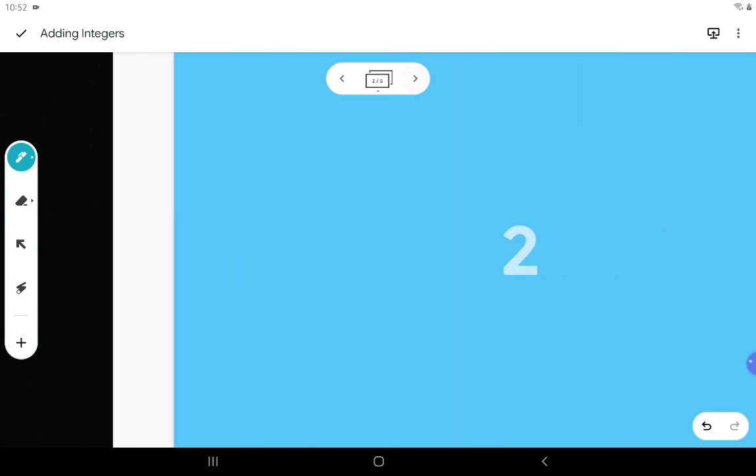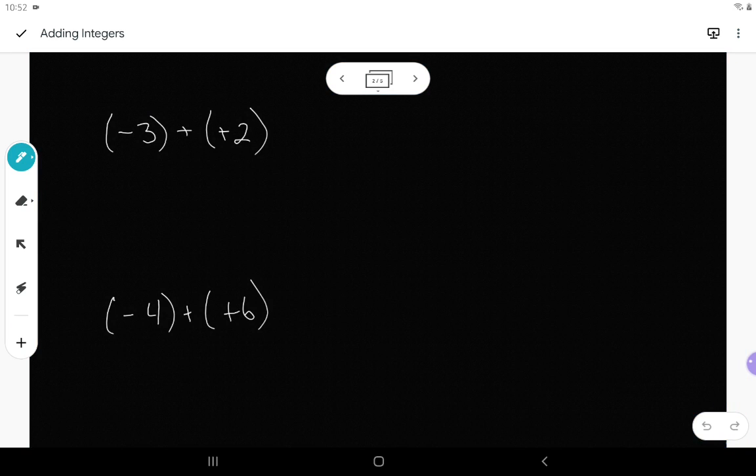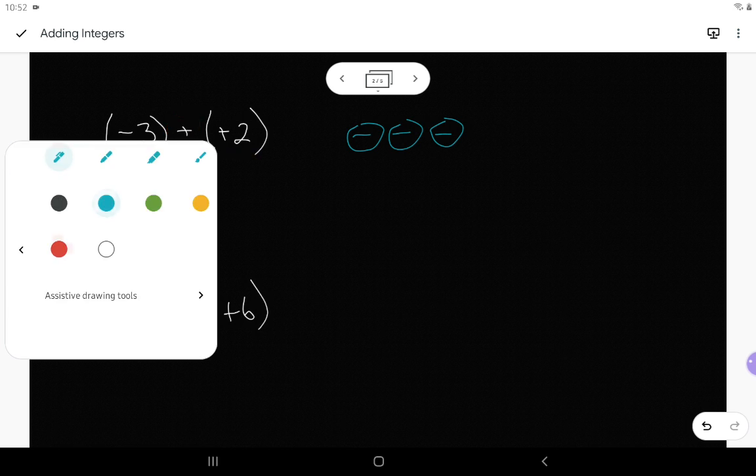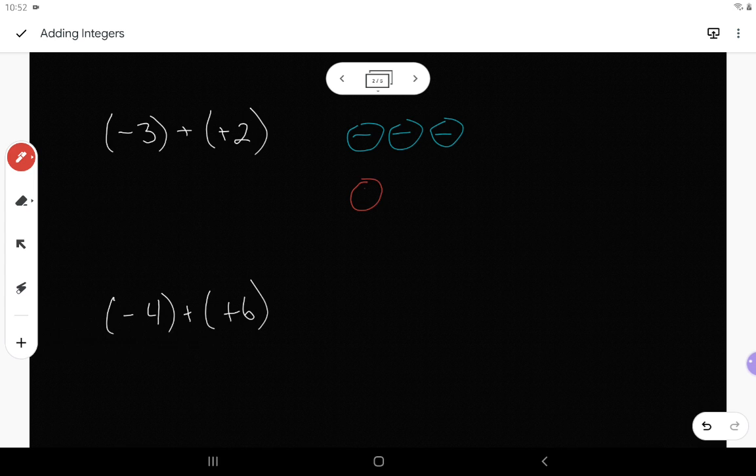Okay, but what do we do when the signs aren't the same? Right? So with this one here, I'm going to start off with negative 3. So I draw in my 3 negatives, and then I'm going to add in 2 positives. So I'm going to draw in 2 positive 1s like that. So I've got my 3 blue negative integer chips, and then my 2 red positive integer chips.